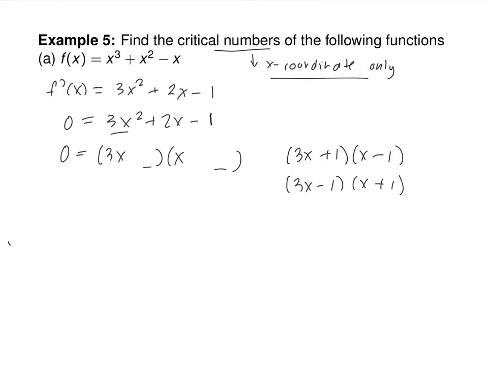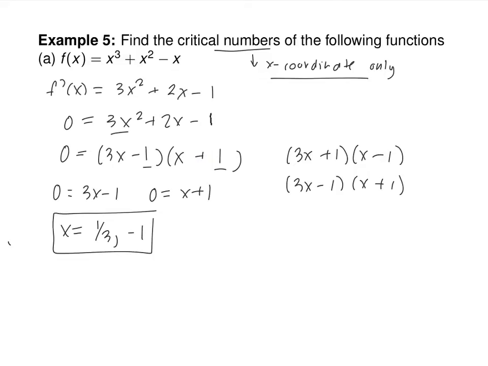This is the second one. Yep. It's the second one. Well, I'm trying to make you think. That's because I'm choosing. But okay, so then you have 0 equals 3x minus 1, 0 equals x plus 1. What are your two x's? 1/3 and -1. So two critical numbers.